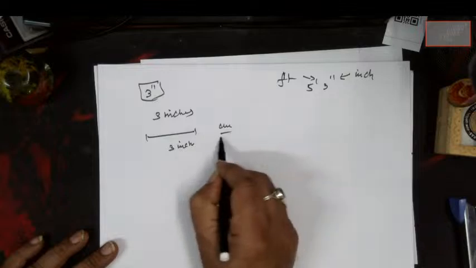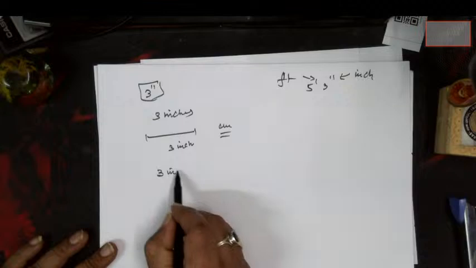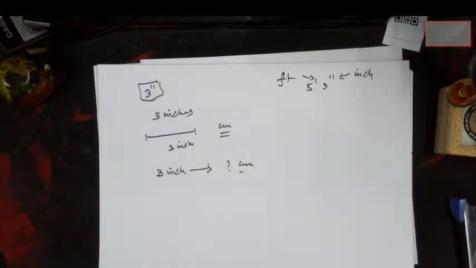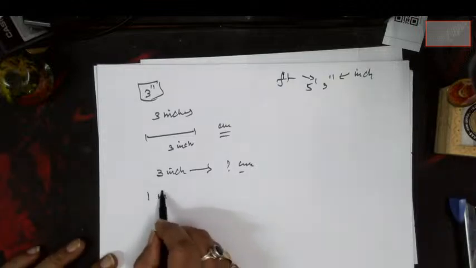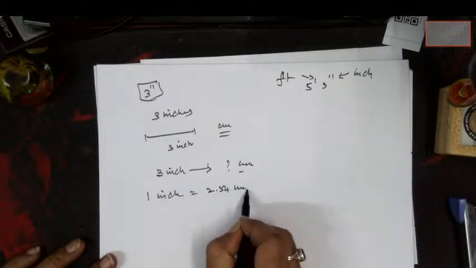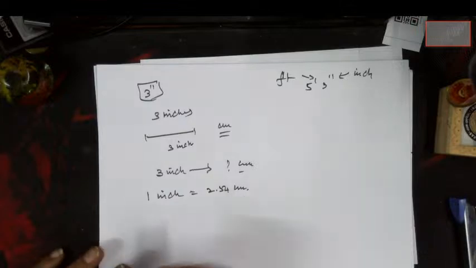Now we have to convert this into centimeter. Okay, take down. சென்டிமீட்டராக கன்வெர்ட் பண்ணணும். 3 inch அப்படிங்கிறத எவ்வளோ சென்டிமீட்டர்னு சொல்லணும். அதுக்கு நம்ம பேசிக் ஃபேக்டர் தெரிஞ்சு வச்சுருக்கணும். 1 inch is equal to 2.54 centimeter. நோட் பண்ணிக்க. இந்த கன்வர்ஷன் ஃபேக்டர்னு பேர்.